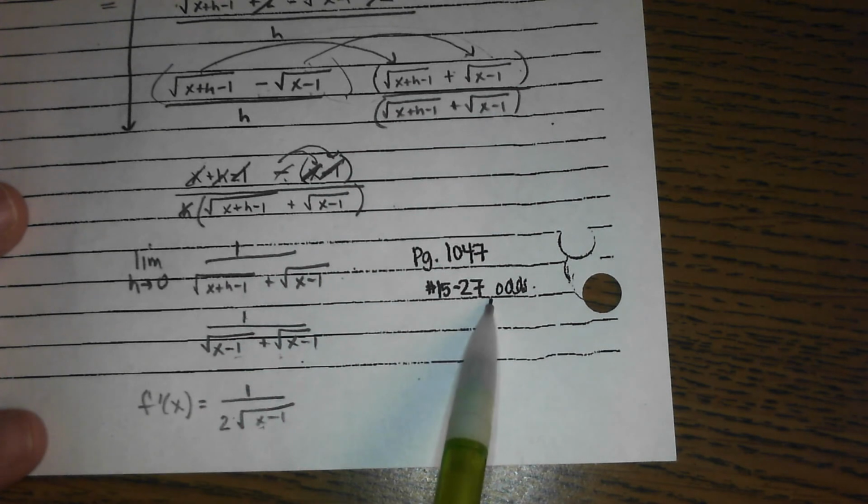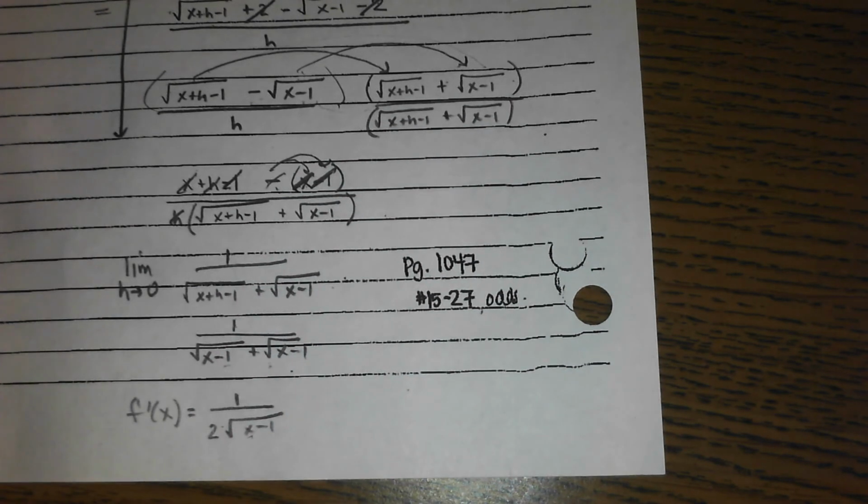So same page for homework, just now the next section, 15 through 27 odds.